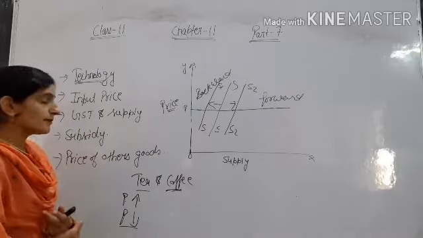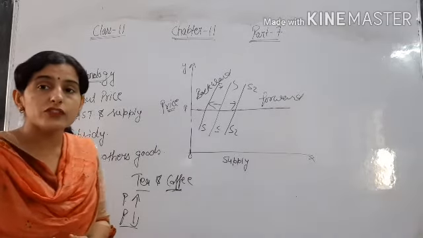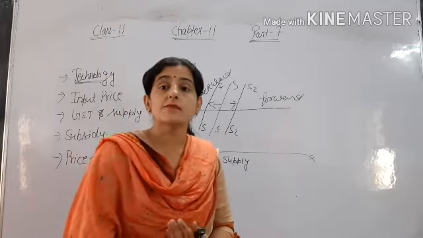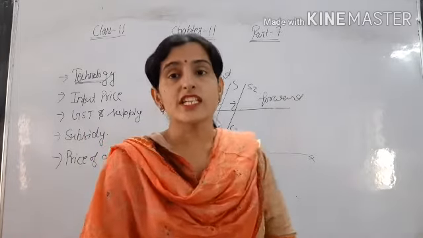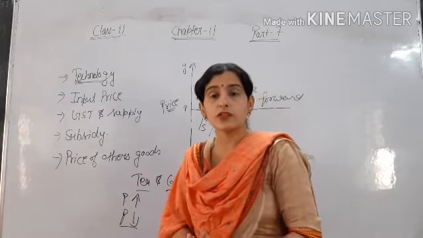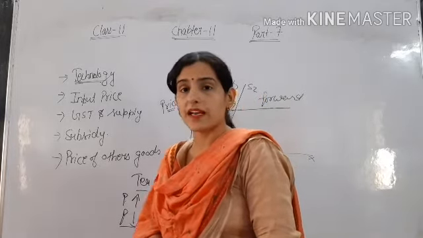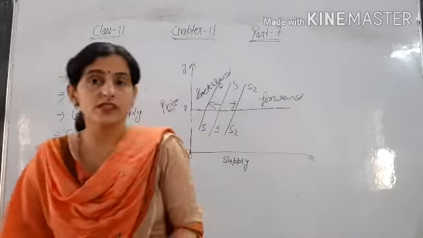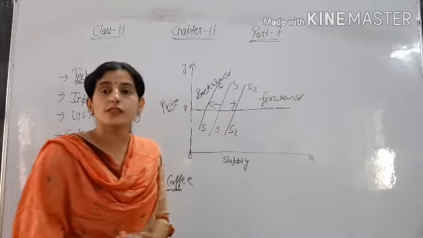The next is subsidy. Subsidy means if the government gives a subsidy to the producer, then he will supply more quantity at the same price, and if there is a tax on the goods, then the producer will supply less at the same price, and other prices we have discussed. So these are the other effects on the supply curve.